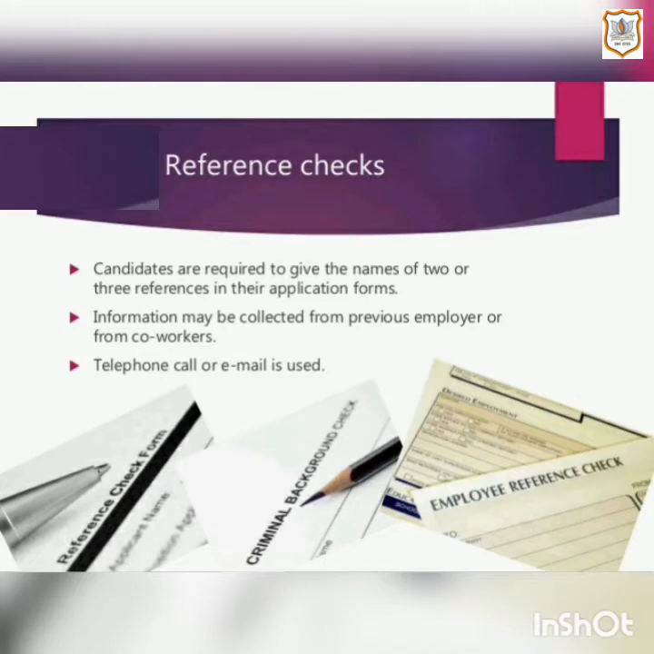So after taking the interview, the candidate's reference is checked. Let's read it. Candidates are required to give the names of two or three references in their application forms. Information may be collected from previous employer or from co-workers. For this, telephone call or email is used. So, the candidate mentioned 2-3 names in the application about the present and the past employers, and with the help of that, management gets the correct idea of the employee.